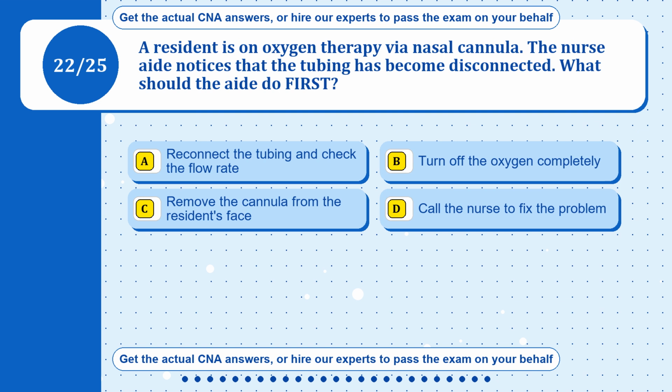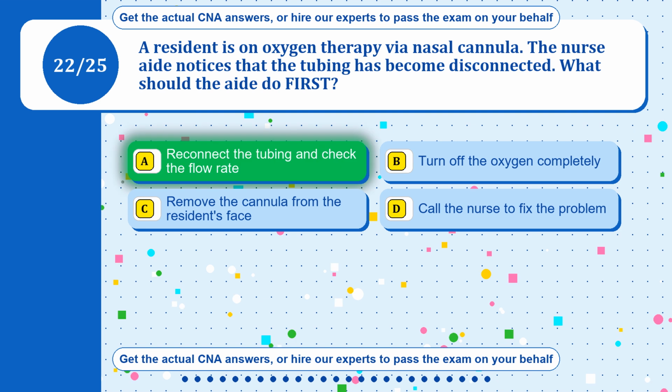Question 22. A resident is on oxygen therapy via nasal cannula. The nurse aide notices that the tubing has become disconnected. What should the aide do first? Option A. Reconnect the tubing and check the flow rate. Option B. Turn off the oxygen completely. Option C. Remove the cannula from the resident's face. Option D. Call the nurse to fix the problem. The correct answer is option A.